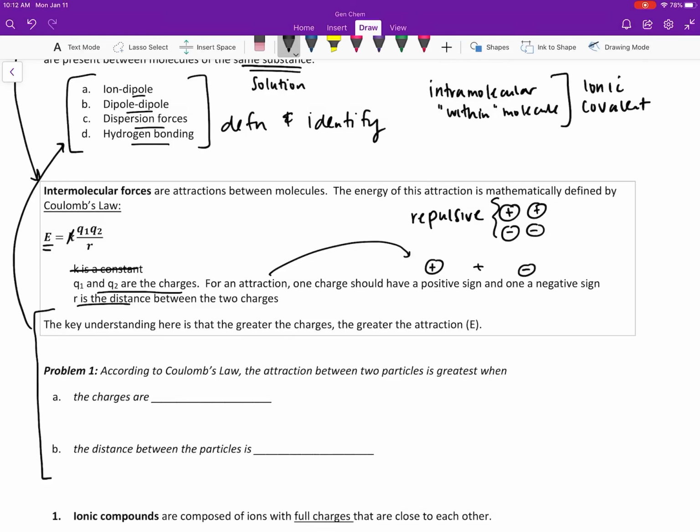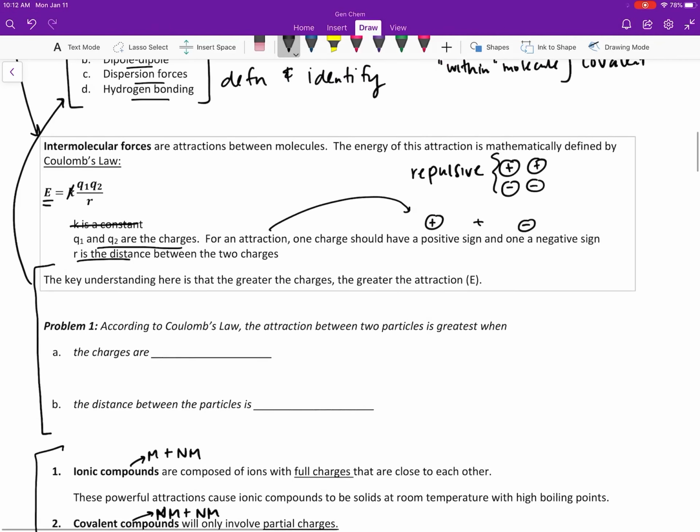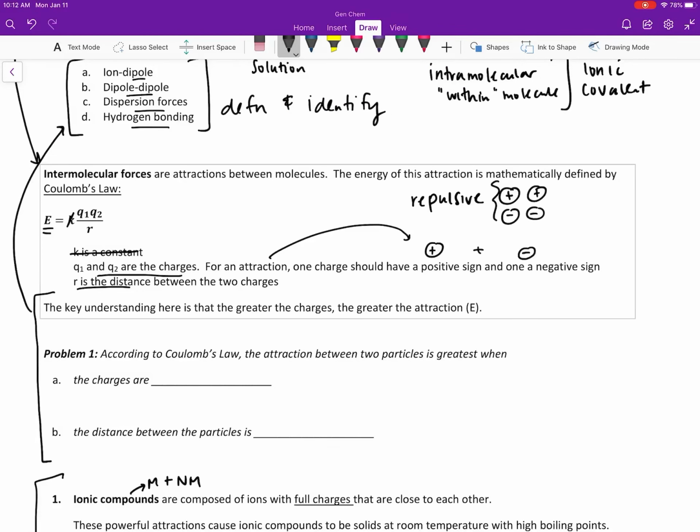So we're going to stop here because that's really where I started to find that the technology was not working. The only thing that we also reviewed was ionic and covalent compounds, what they are made up of. And so I just want to remind you that it was the metal and non-metal for ionic, and non-metal and non-metal for covalent. Okay? And then hopefully this will get us all on the same page.